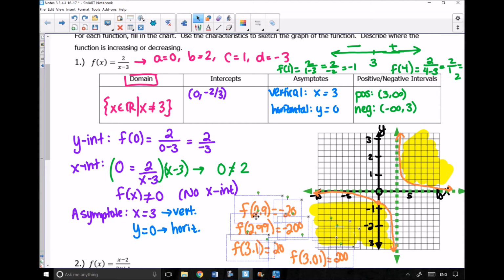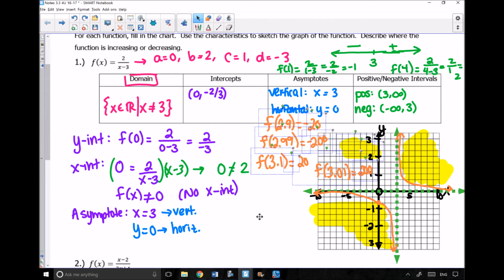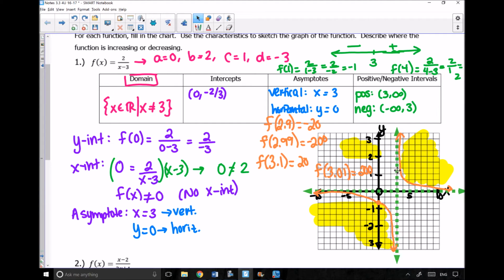Okay, the last part of the question asks me to describe where the graph is increasing or decreasing. So if I were to look at my graph right here, sorry, let me just move this. I can see that the graph is constantly decreasing on my whole entire domain. The only issue is I can't say that it's decreasing from -infinity to positive infinity because it doesn't have a value at 3. So right here, it doesn't have a value at 3. So I can say that it's decreasing from -infinity to 3.